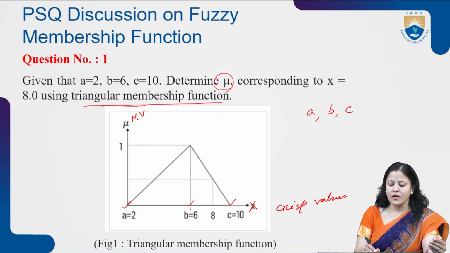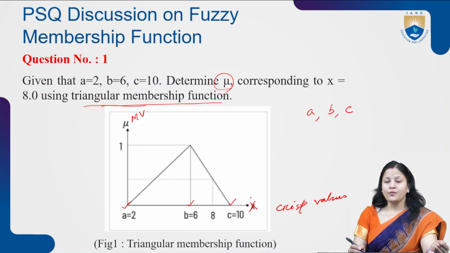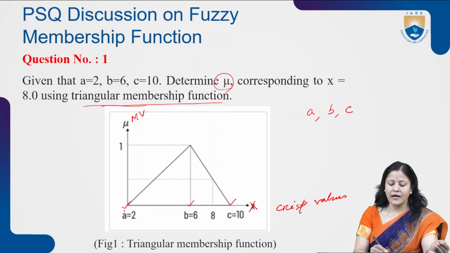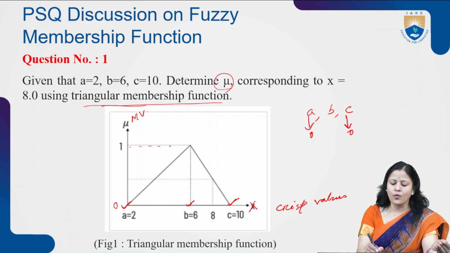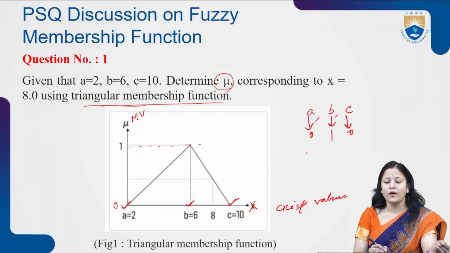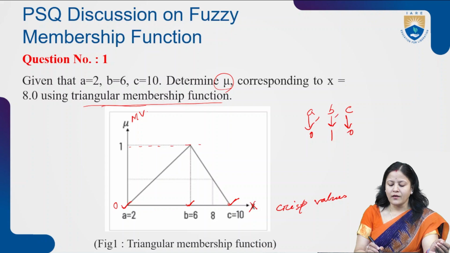You can observe here that at the point A and C, the membership value is 0. But at the point B, where x is equal to 6, the membership value is 1. Then what if x lies between A and B, or between B and C? What would be the membership value? That we need to consider.